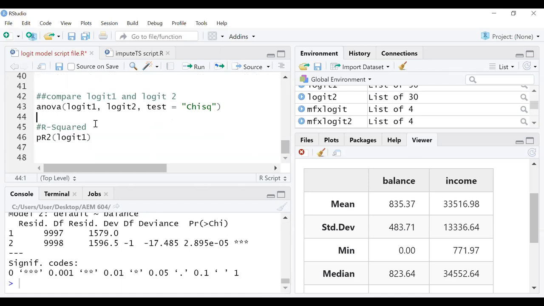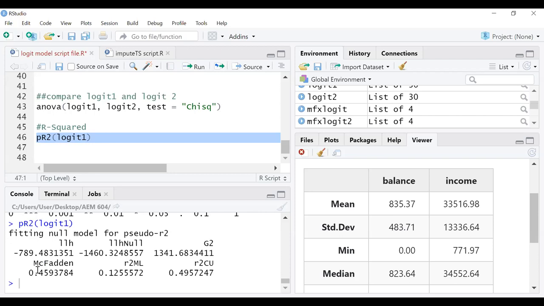So then I need to calculate the R square so that I can know the variation in the probability of default that is explained by the two variables, balance and income. So we want to do that. We use PR2, so you run. Now our interest is this McFadden. This is the one I want you to pay attention to. We are dealing with McFadden R square. In our own situation it is 0.46. So this is showing you that 46% variation in the probability of defaults is actually explained by balance and income.